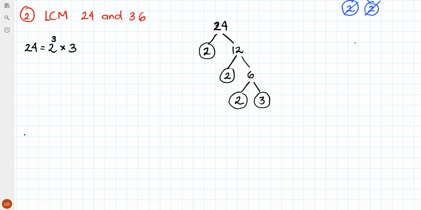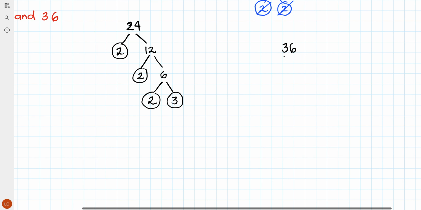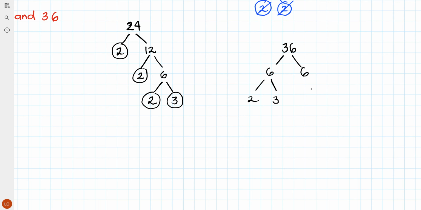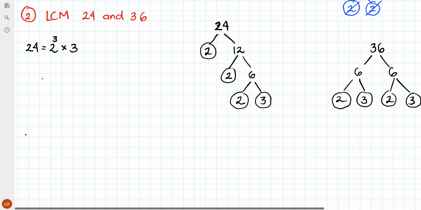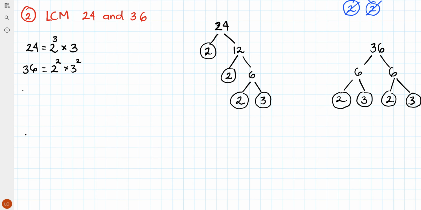And then if I do 36, let's do 36 here. 36, I'm going to go with 6 and 6, and then 2 and 3, and 2 and 3. So this one is prime, prime, prime, prime. So 36 is equal to 2 squared times 3 squared. Wonderful. So remember, lowest common multiple, common and not common.